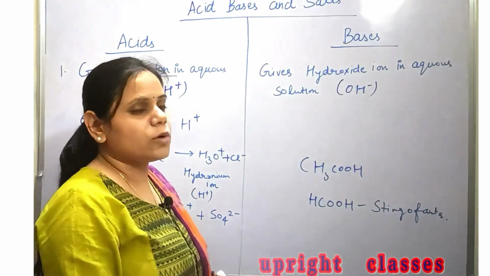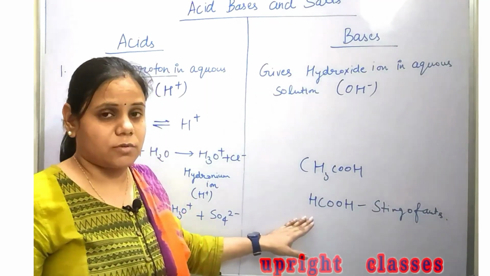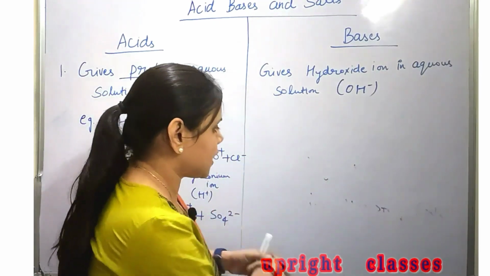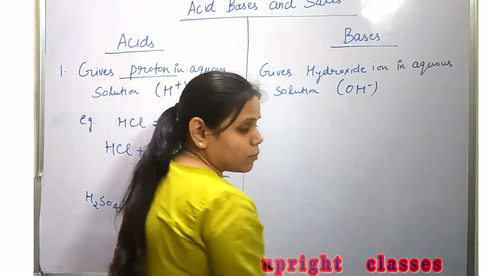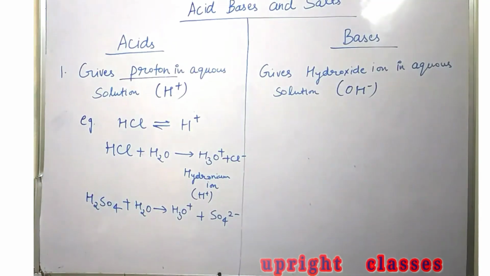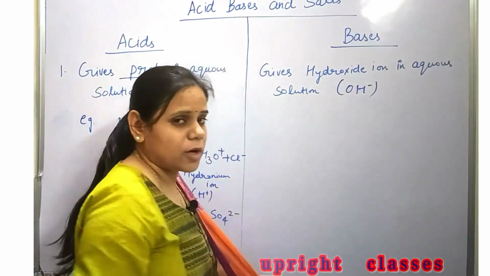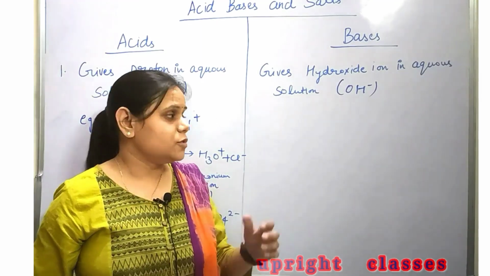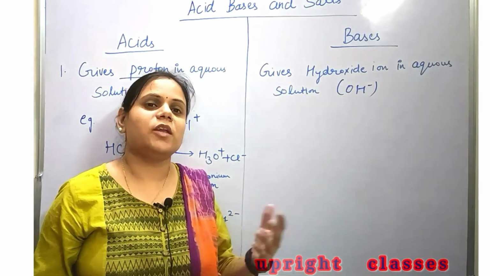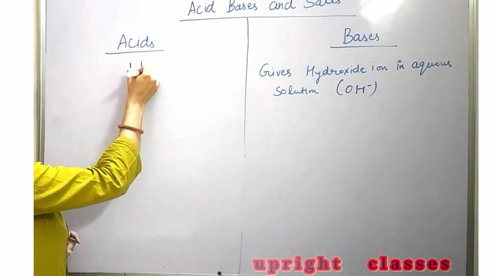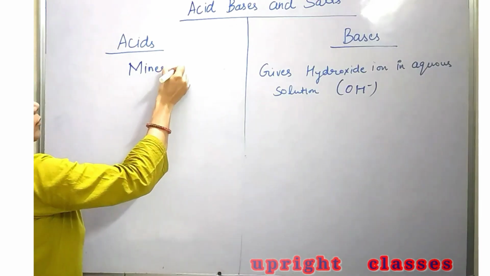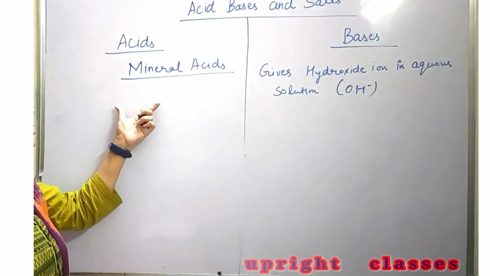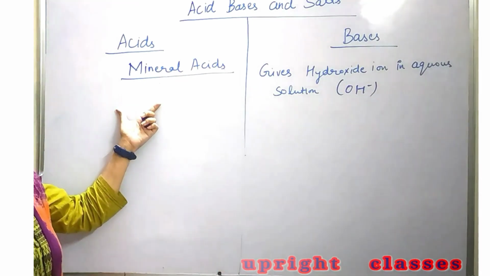Here we don't have to study organic acids. We have to focus in this chapter on mineral acids, the inorganic acids. What are mineral acids? Mineral acids are those acids which are obtained from mineral sources, meaning from the earth itself.